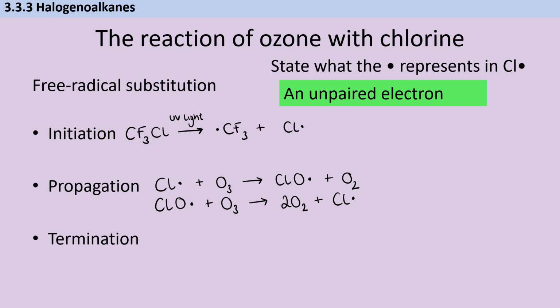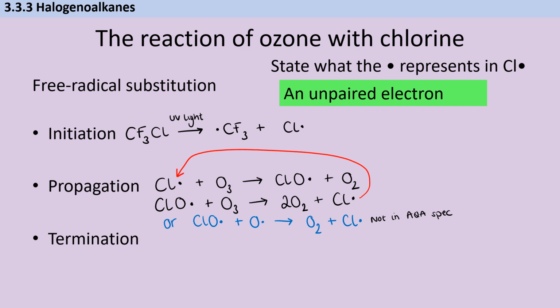Now, there is another option where that chlorine monoxide free radical joins up with an oxygen free radical to produce an oxygen molecule and a chlorine free radical. But to be honest, that one is not mentioned in the AQA spec, so I wouldn't worry about it too much if you're taking the AQA exams. Whichever path we take, our chlorine free radical can just go back round to the start of the propagation step and attack another ozone molecule. And so we can just go round and round this second step over and over.